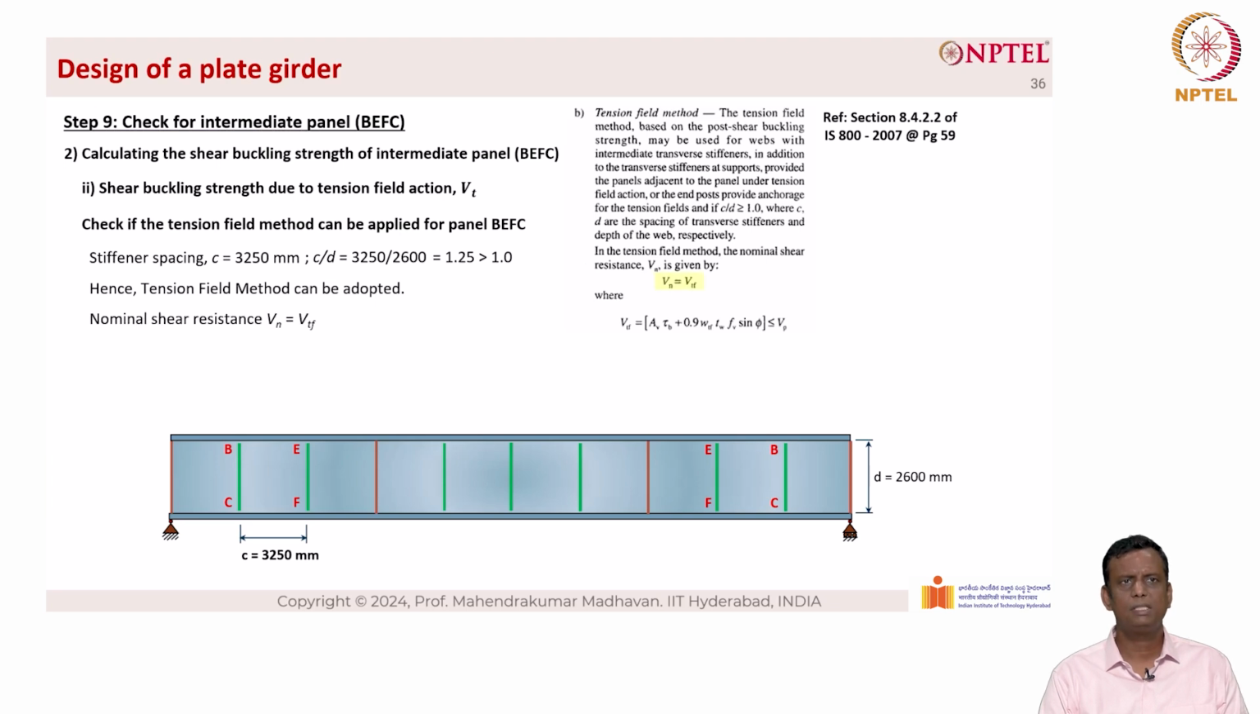Now the nominal shear resistance Vn is given as VTF, and VTF is given as AV into tau B plus 0.9 WTF into TW into FV into sin phi, which should be less than or equal to V sub P, which is the plastic shear capacity. Now we know that the first component, AV into tau B, is 2260.13, which we have already calculated in the previous slides. Basically, let us calculate the second component.